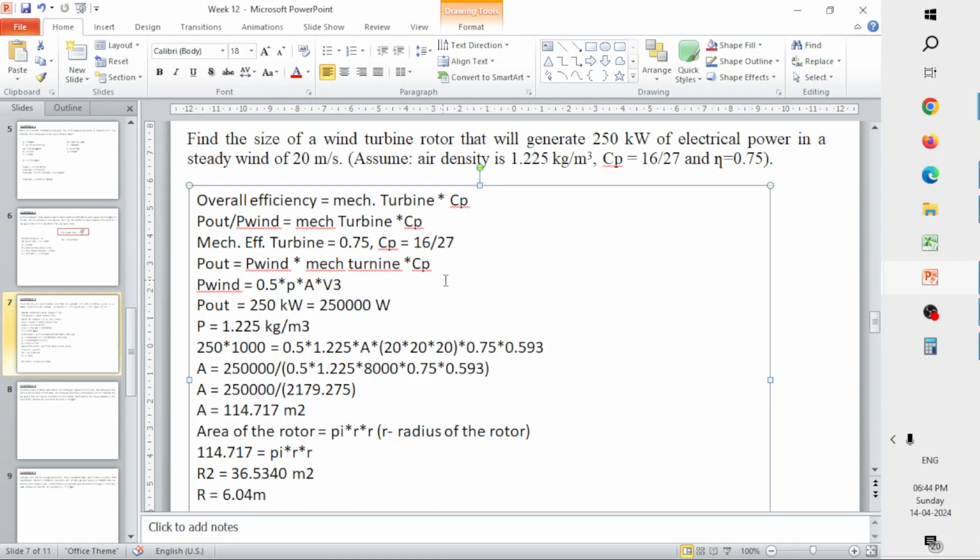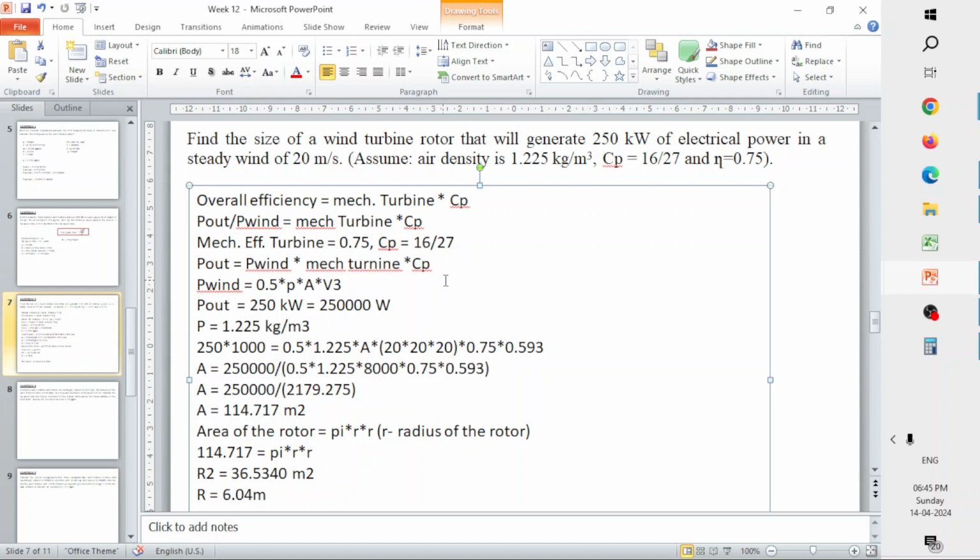Or the other way around, they can give all the parameters, the electrical power, the wind speed, the area, the density, and the Cp value, and then ask you to calculate the mechanical efficiency of the turbine. Or they can ask you to calculate the wind speed. They can give you all the parameters except the wind speed.